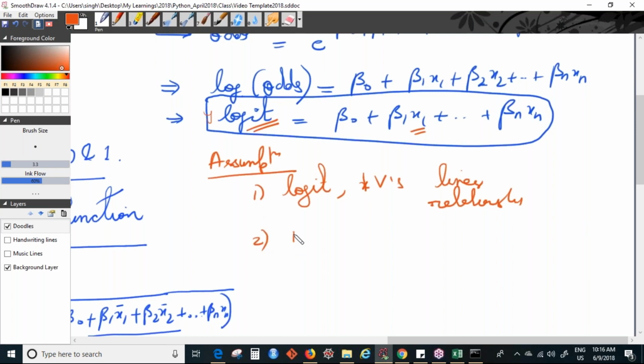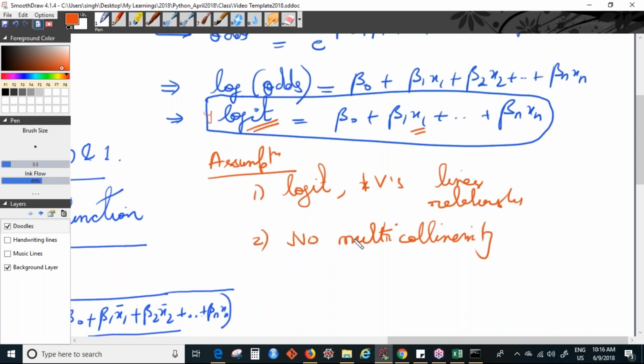And the other assumption is no multicollinearity. That remains the same. The other assumption, no multicollinearity, should be there even in logistic regression. So these are the only two assumptions that you have in logistic regression. One is that your log of odds and your independent variable should have a linear relationship, and the other is that there should not be any multicollinearity.